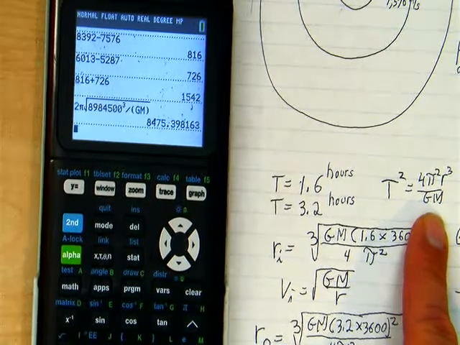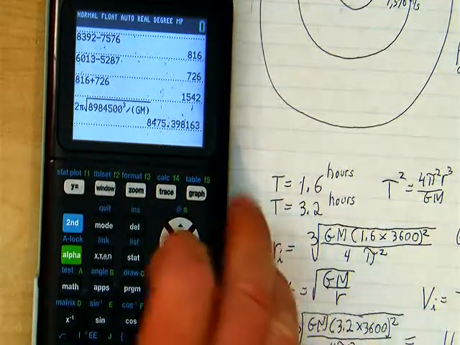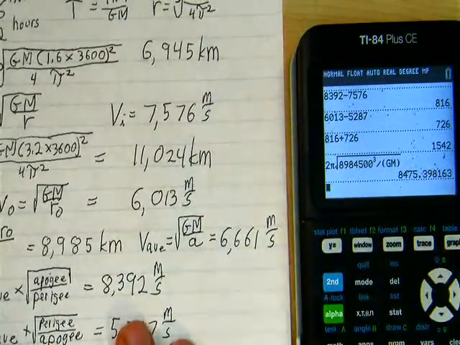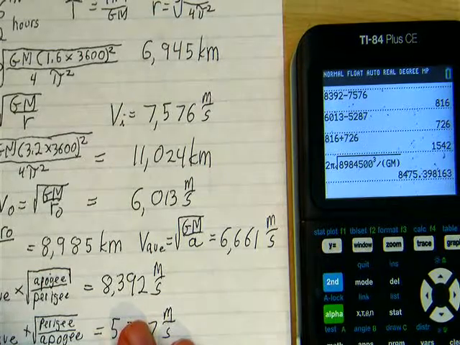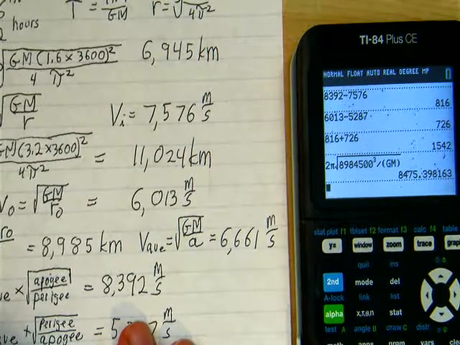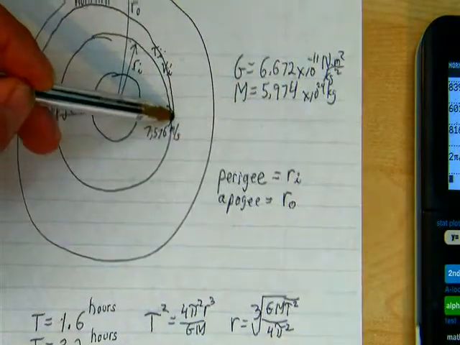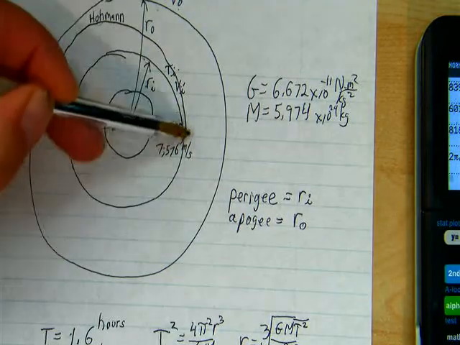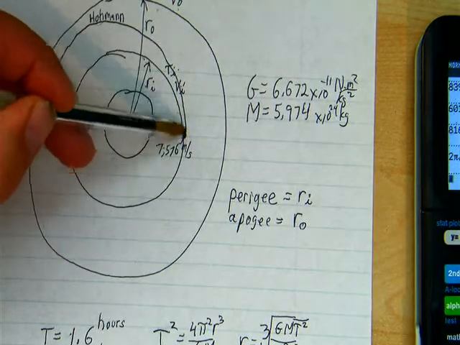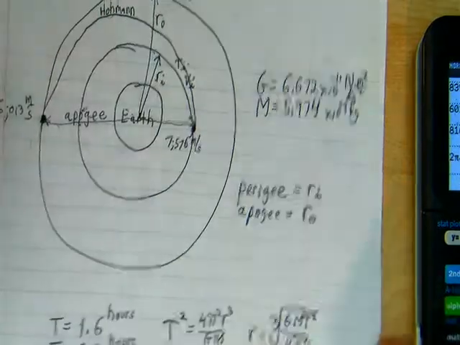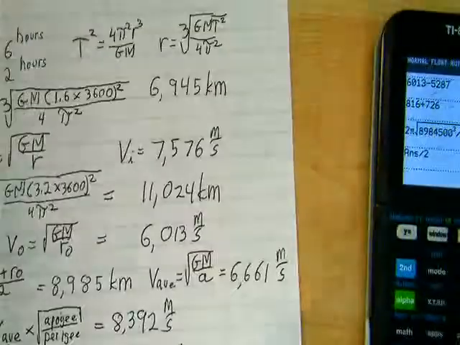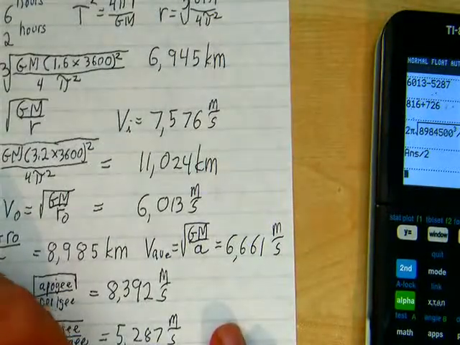So there is the period of the elliptical orbit. T is 8,475 seconds. Well, that's the time to go from perigee up to apogee and back to perigee. I only need half of the orbital period. So I'm going to divide this by 2 and list this as my time of flight, TOF.